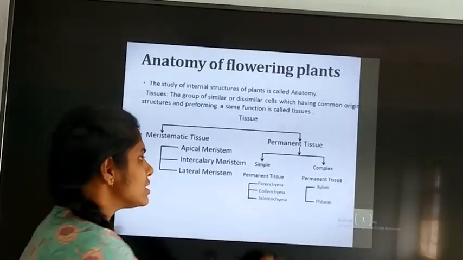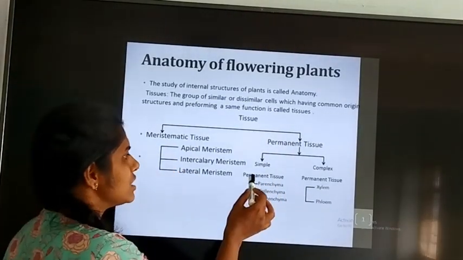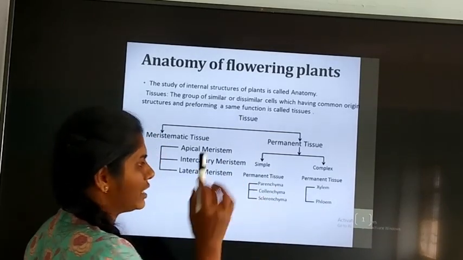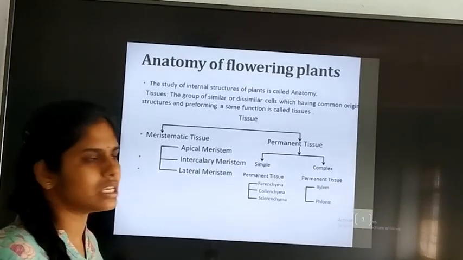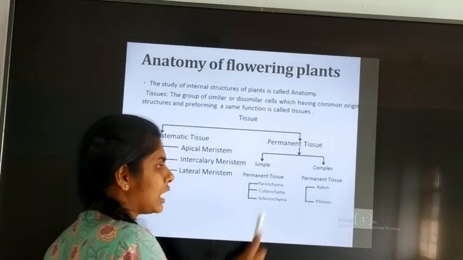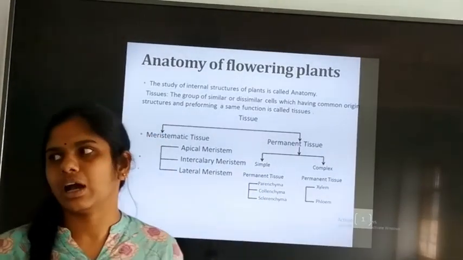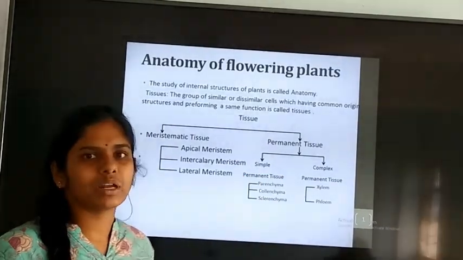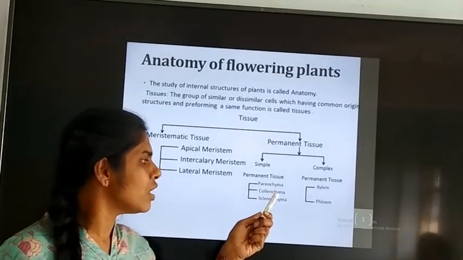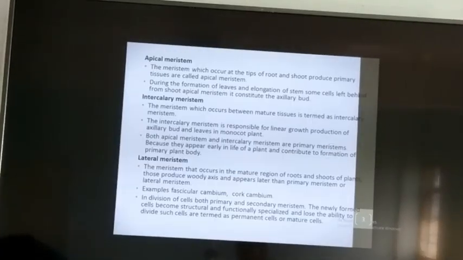Next, the simple permanent tissue is classified into three types. That is parenchyma, collenchyma, and sclerenchyma. These are the three types of simple permanent tissues.